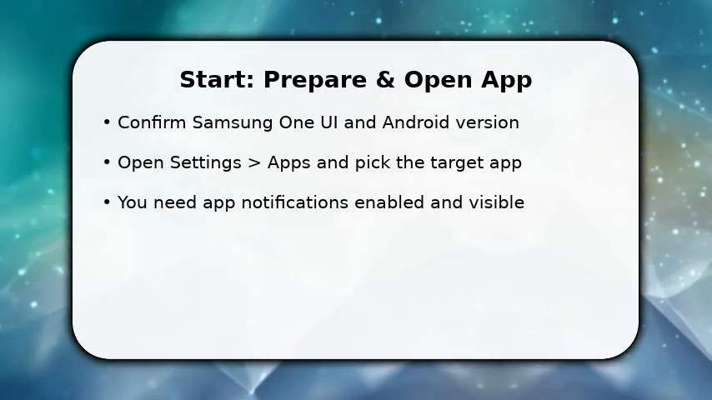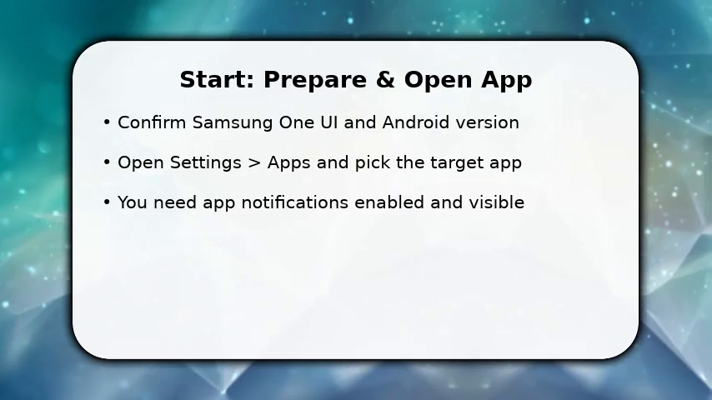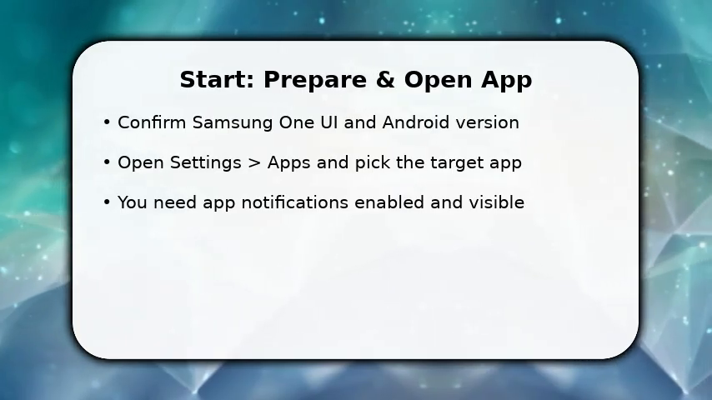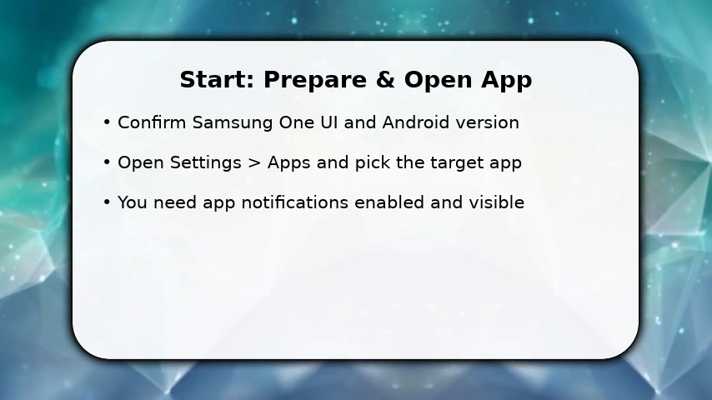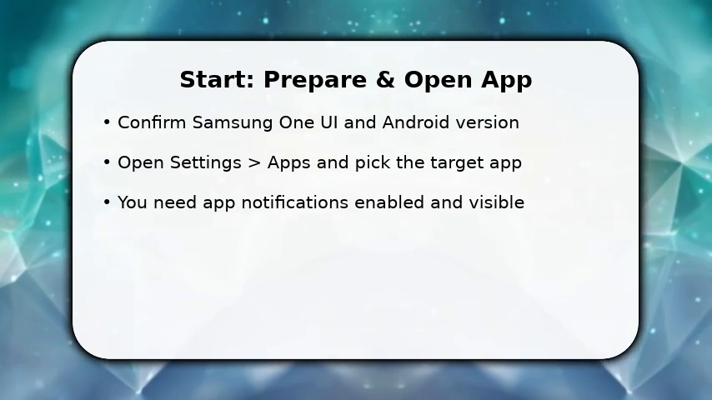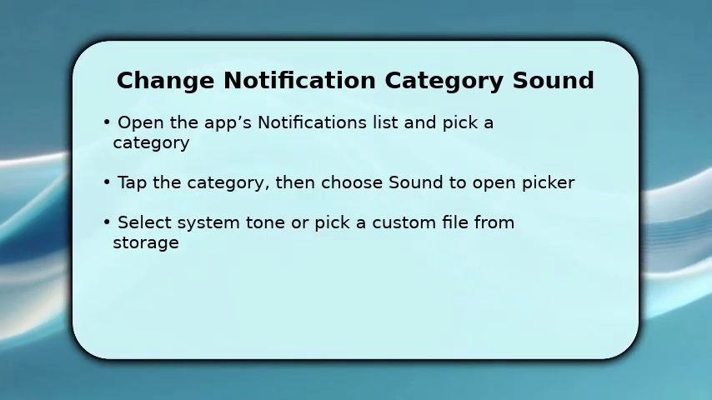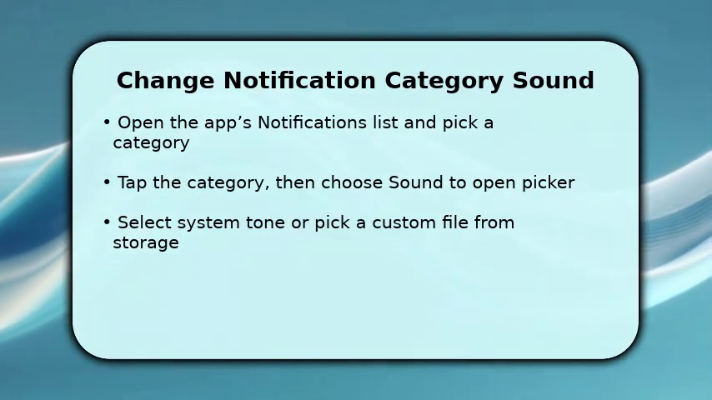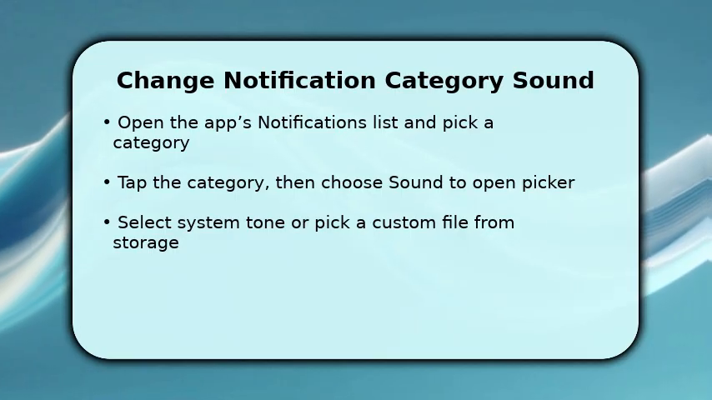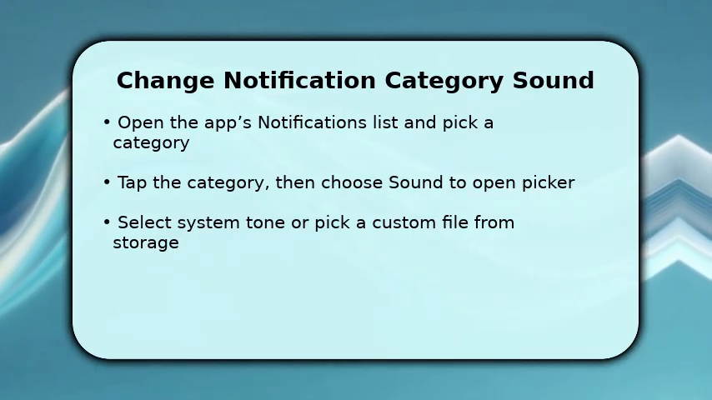Next, tap Notifications inside the app settings. This reveals the app's notification categories. This step accesses per category control, which is required to set a custom sound. You now tap the relevant notification category, for example messages or alerts, then open its details. Once inside, look for sound and tap it.